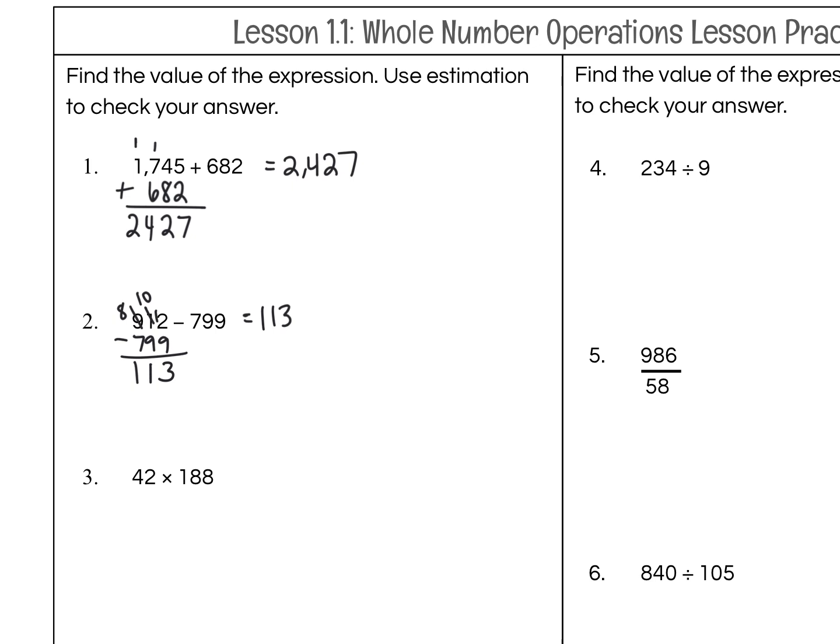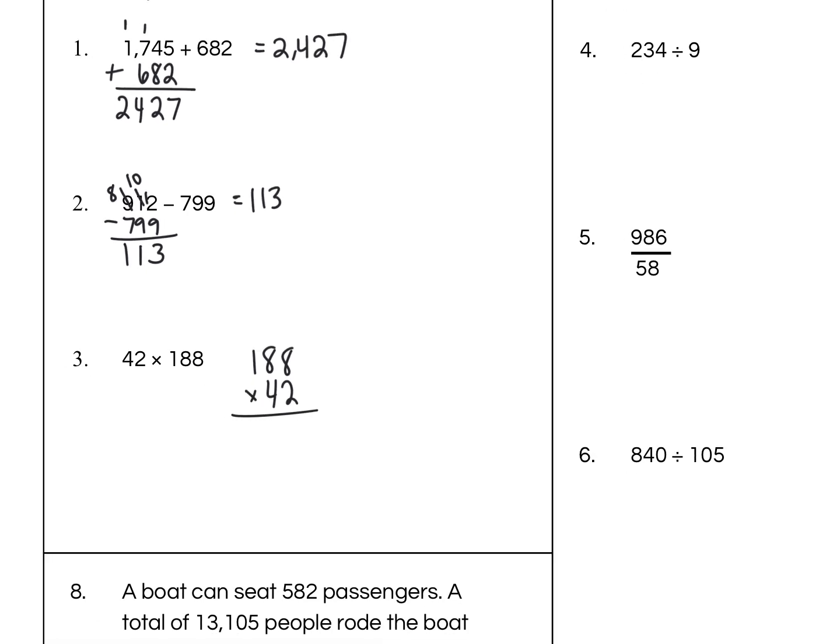Do I want to put 188 underneath the 42? No, you always want to put your number that has the most digits on top. So I'm going to actually rewrite this. I'm going to put 188 and then times 42 off to the side. That's what I did. Now, whenever I did the notes in our journal, I color coded.